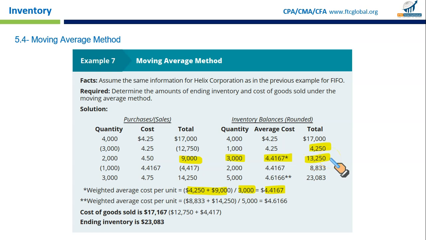Now what happens next? You sell 1,000 units. These 1,000 units go out at this rate. This becomes your CGS. This is part of CGS. So you've got now 2,000 units to be valued at this rate. And that's the value for your closing stock.